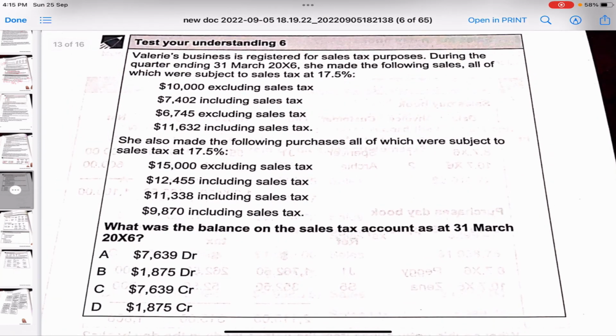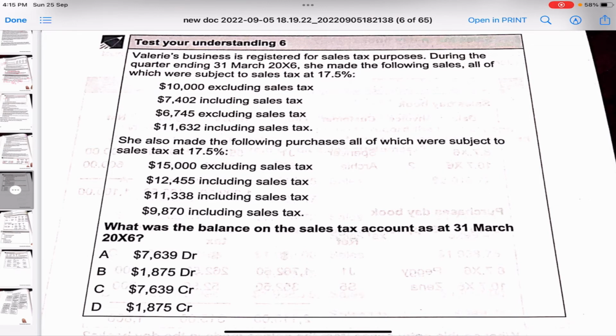So, Valerie's business is registered for sales tax purposes. During the quarter ending 31st March 2006, she made the following sales, all of which were subject to sales tax at 17.5%, and she made the following purchases. Okay, what was the balance in the sales tax account as at 31st March 2006?